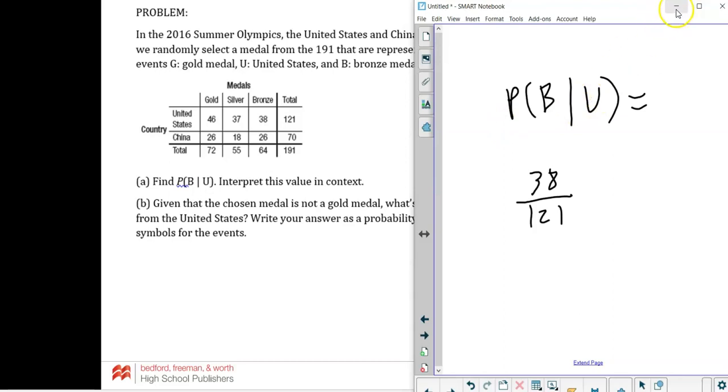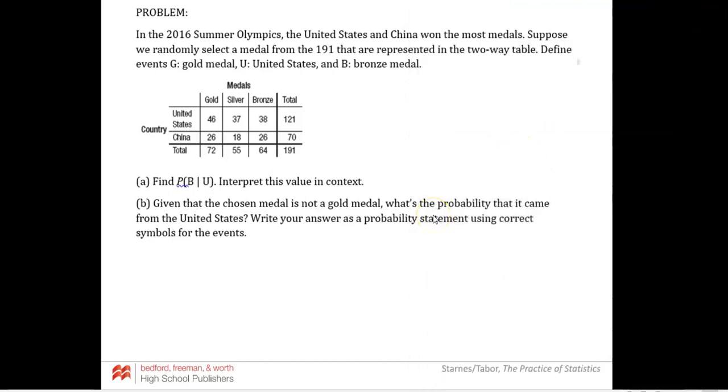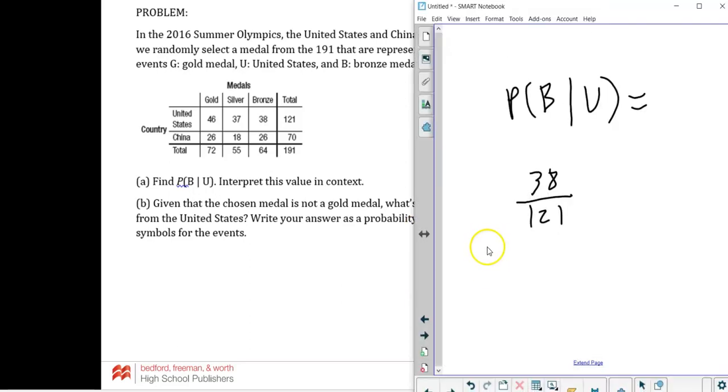Given that the chosen medal is not a gold medal, so no gold, that's the given. So I want silver and bronze. What's the probability that it came from the United States? So in this case, let's just write it out. Probability that it's from US, given that it's gold complement. Does that make sense? That's the notation for this. That it's not gold is what we're saying. Given that it's not gold, what's the probability of USA?